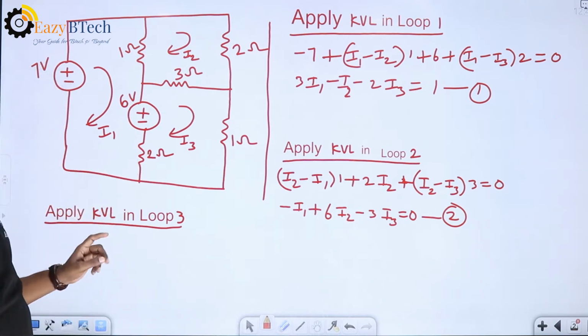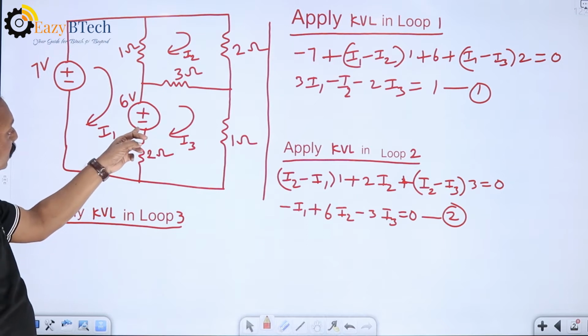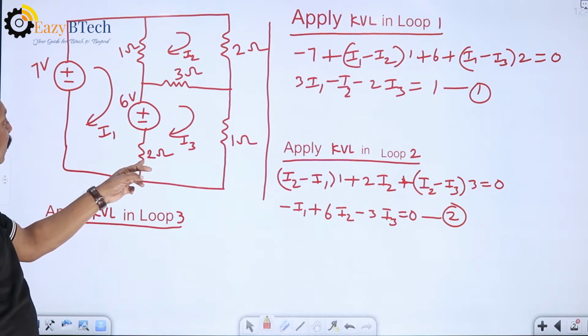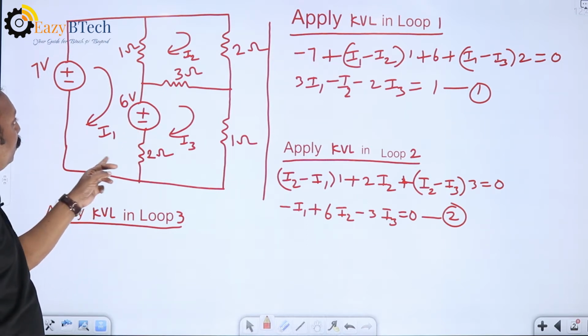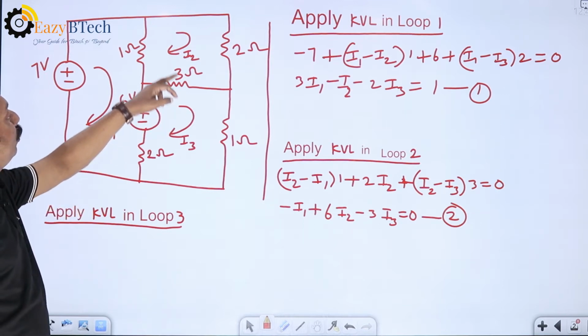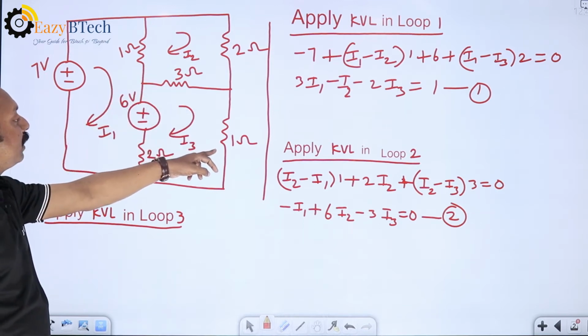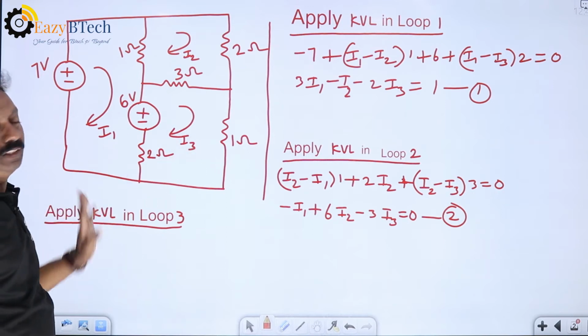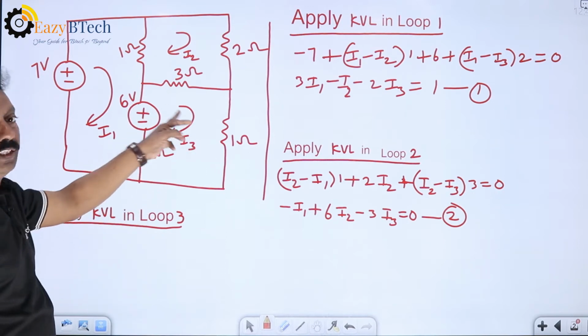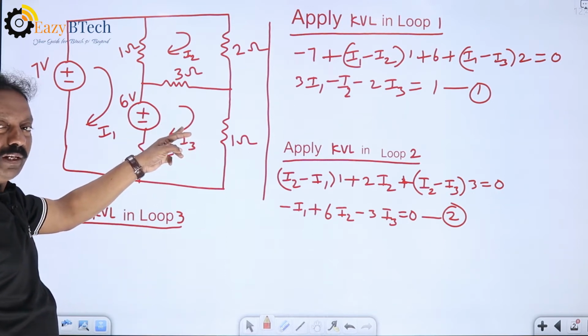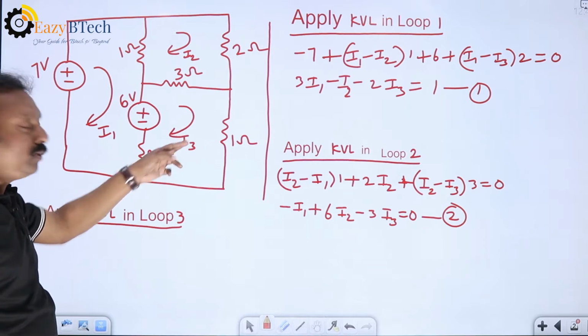This is the third loop equation. Here one voltage source is present, and 2 ohms between the third loop and first loop. 3 ohms is present between the third loop and second loop. One is the corner resistance, so the current through 1 ohm is I3. Same, apply KVL in the third loop.